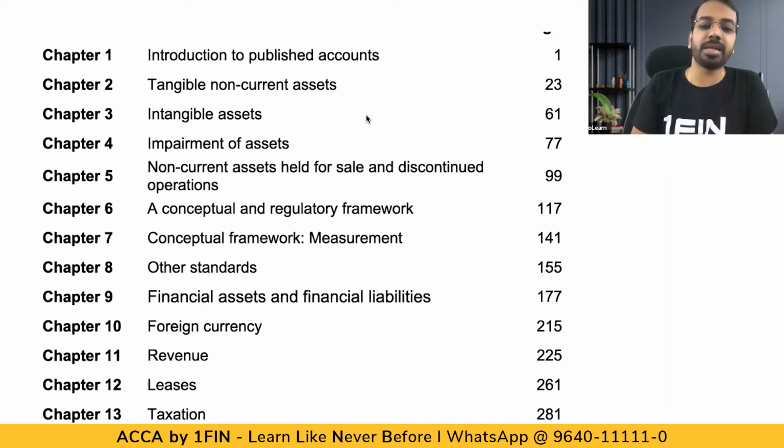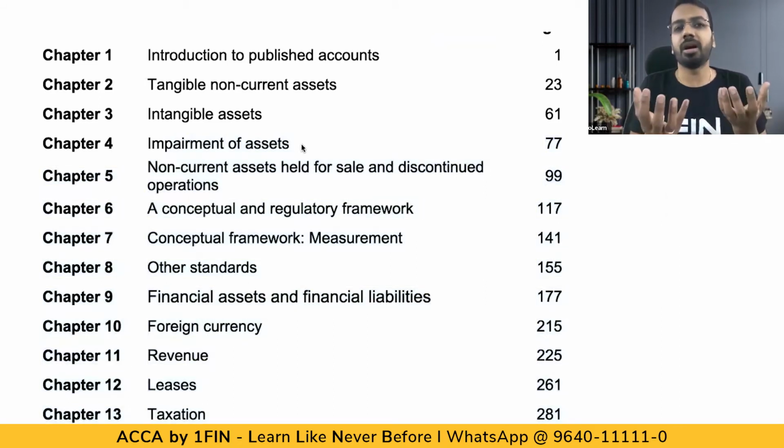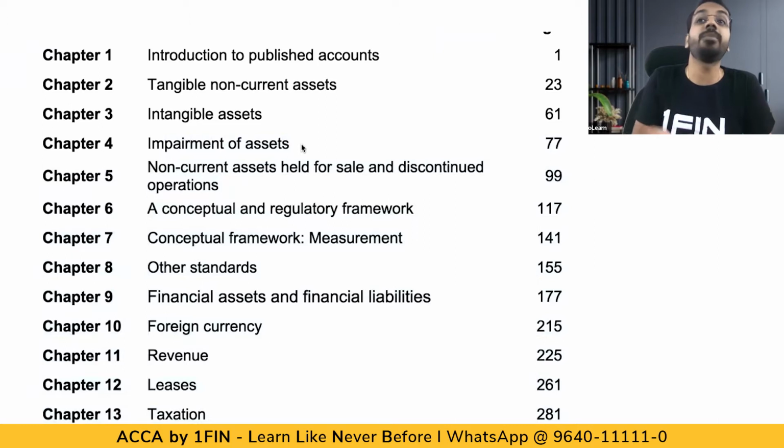Now these intangible assets are what? These are assets like goodwill, a copyright, a patent. So this intangible assets related standard would tell us how we account for, measure, and recognize intangible assets. Then we have something called impairment of assets. Impairment is done when an asset may not be useful or may not be able to generate cash flows for us. So at that point of time, how do we make a provision? That is what is covered by impairment of assets.